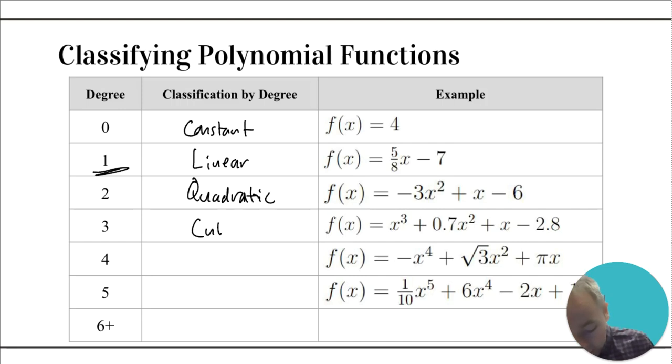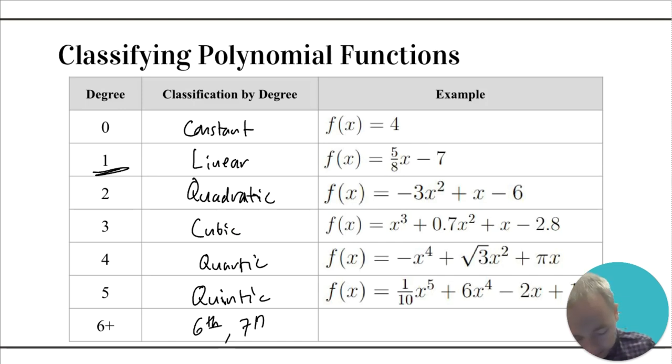So then when the highest exponent is 3, it's cubic. When the highest exponent is 4, it's quartic. And the polynomial is a quintic polynomial if the degree is 5. And then if it's 6 plus, then we're just going to say that it's 6th, 7th, 8th, 9th, that sort of thing in terms of the degree of the polynomial.